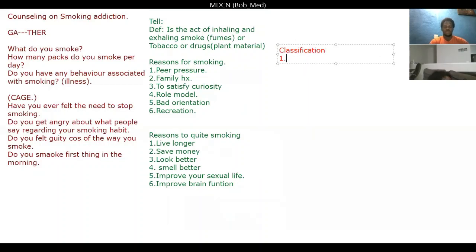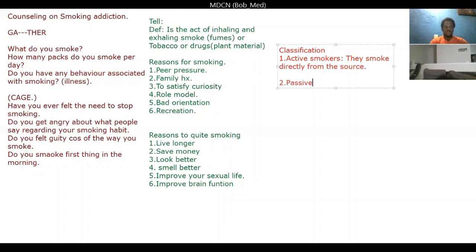The first set of people are called the active smokers. So who are the active smokers? You want to explain also? Active smokers are the ones that smoke directly from the source. They put it in their mouth directly and they smoke it. You understand?